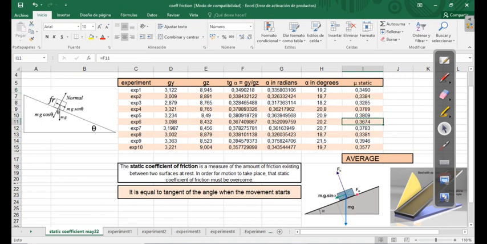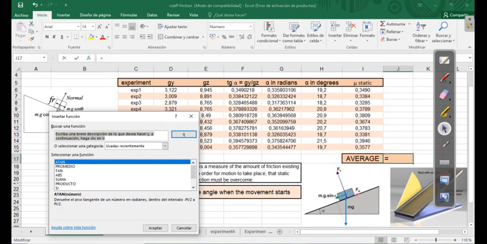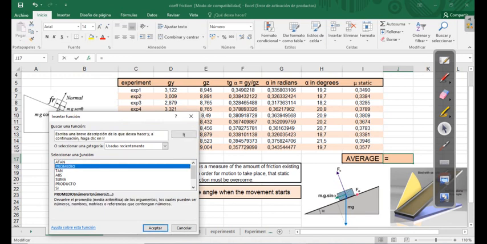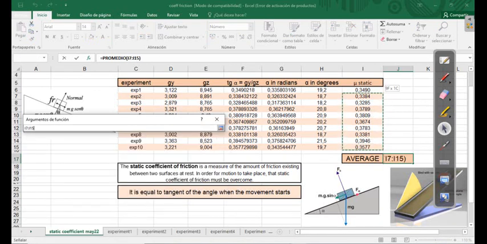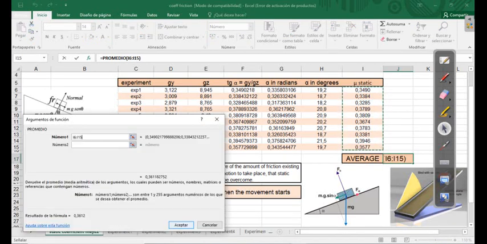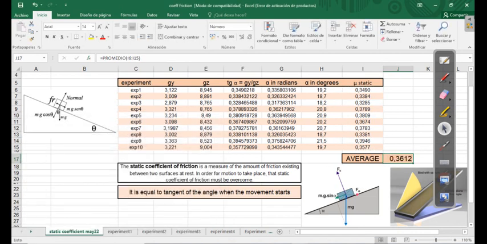So what are you going to do now? You're going to do the average. The average is la media, okay? The Excel makes this for you. So here we are going to find the average of all these measures, and it gives you 0.3612. So this is the result that we were trying to find.